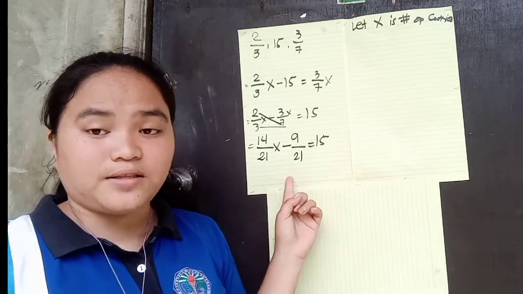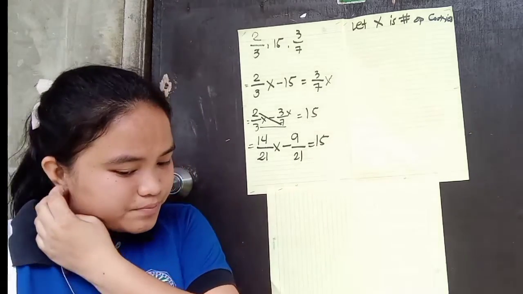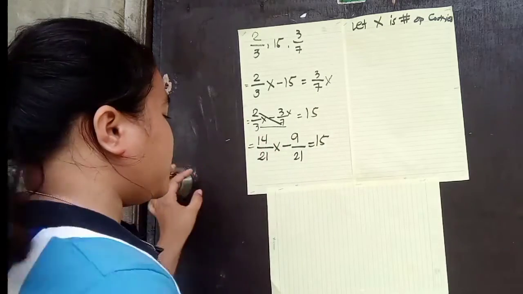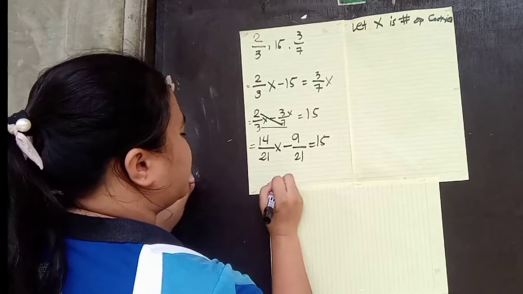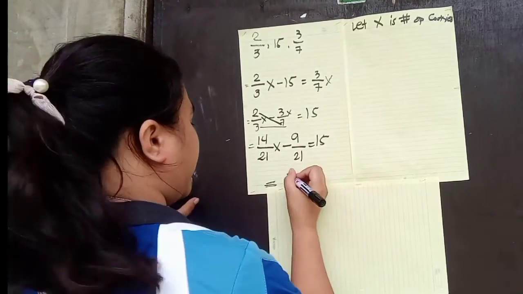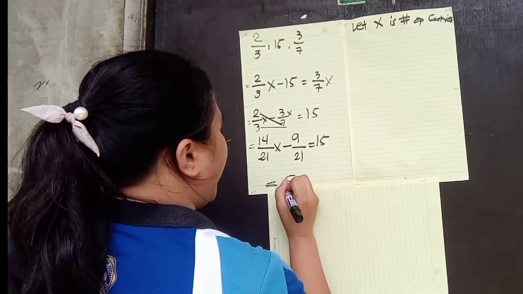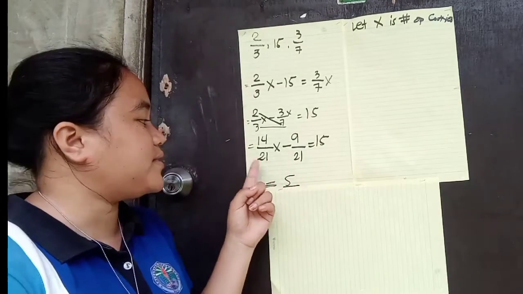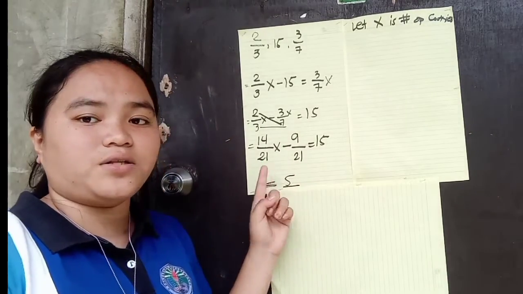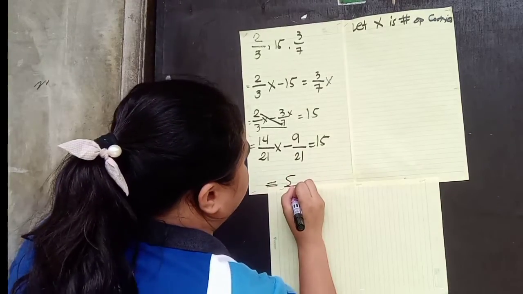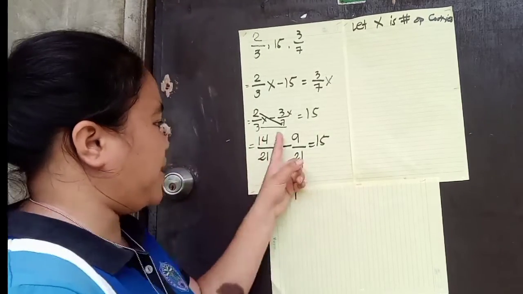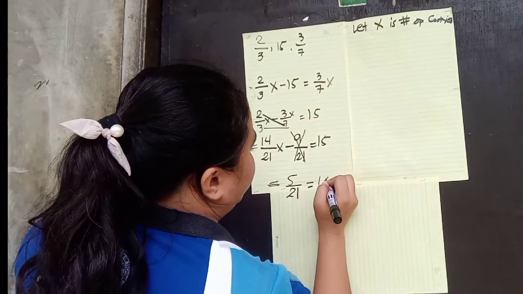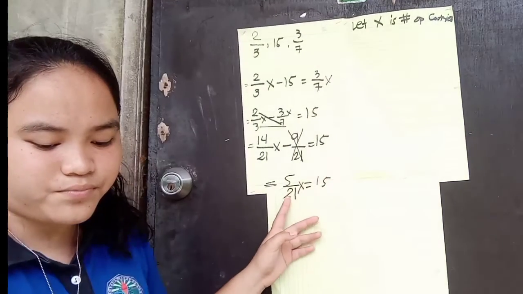So, magiging ganyan na po siya. Now, ang next natin na gagawin dito is ipagma-minus natin ito. 14 minus 9. Okay, dito po natin. 14 minus 9 equals 5 over, kasi same naman po tayo na 21 at same po yung kanilang denominator na 21. So, ilalagay lang po natin siya. Ibig sabihin po is mawawala na to. So, equals 15.